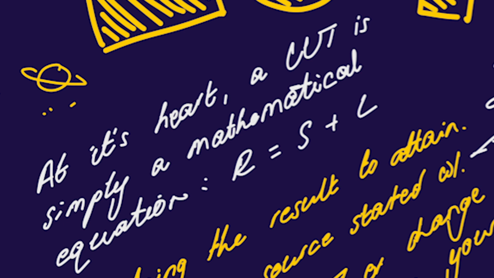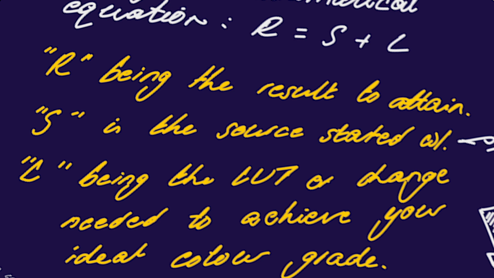So at its very core, a LUT is basically a mathematical equation, and we simplify this down to R equals S plus L. R being the result that you want to attain, that final appearance. S is the source that you start with, that original footage. And L being the LUT, or the change needed to achieve your ideal colour grade.